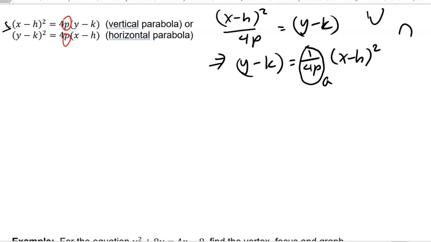And when you have the y in the parentheses squared and the x to the first power, then you're going to have horizontal parabolas. And the sign of p is important here because in this case, p will have the same sign as a, but when p is positive, it's going to be face up. And when p is negative, it's going to be face down. And that's for a vertical parabola. But for the horizontal parabola, when p is positive, it's going to be facing forward. And when p is negative, it's going to be facing to the left.